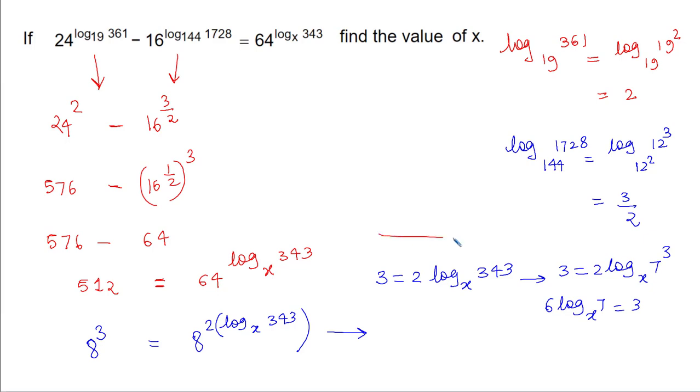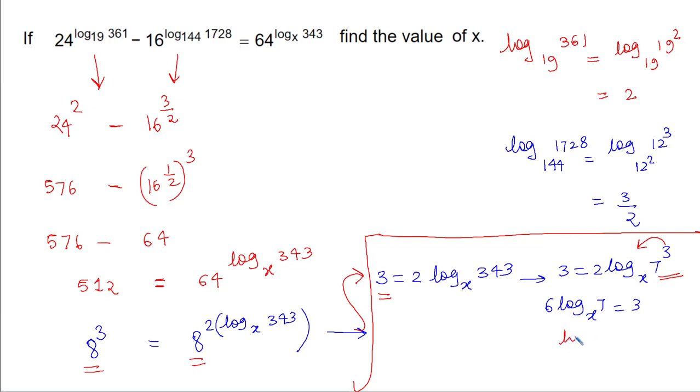So over here, 8 and 8 bases are the same, so let's compare the powers. The power on the left hand side is 3 and the power on the right hand side is 2 times log of 343 to the base x. And 343 is nothing but 7 cube, and this 3 will come to the coefficient of log, so 6 log 7 to the base x is equal to 3.